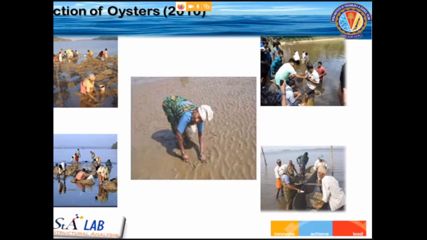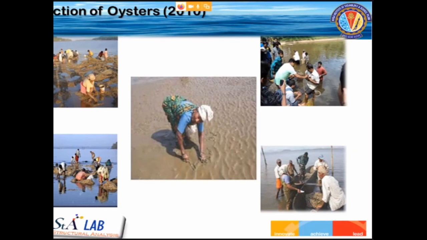There are scores of them. They could even collect bagfuls in a matter of minutes. And of course, they could make a good profit out of that. Now, why this oyster was important is not just because of its shell, but also because some of these oysters can form pearls.